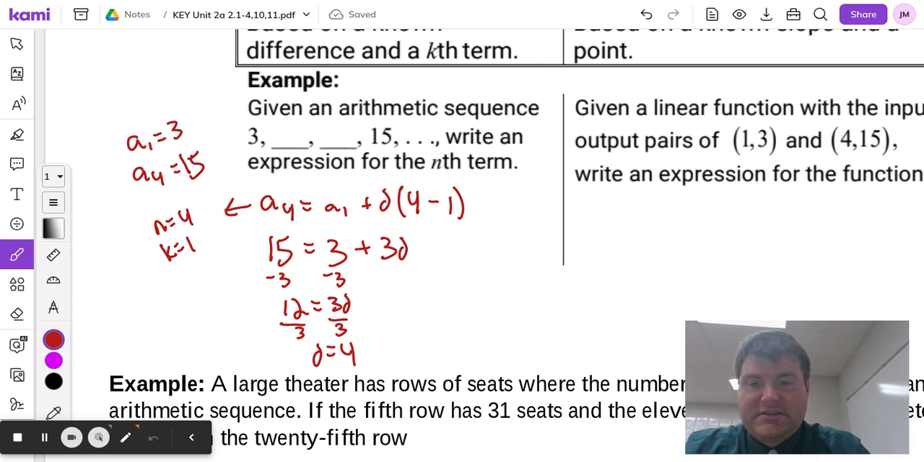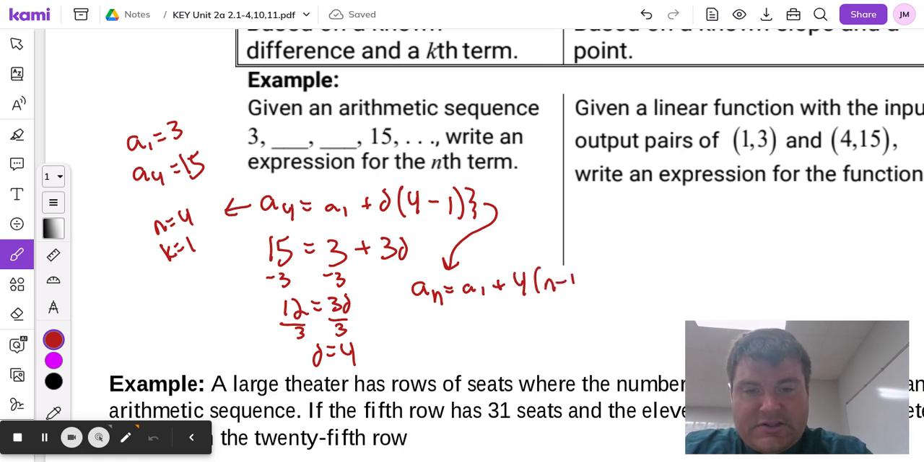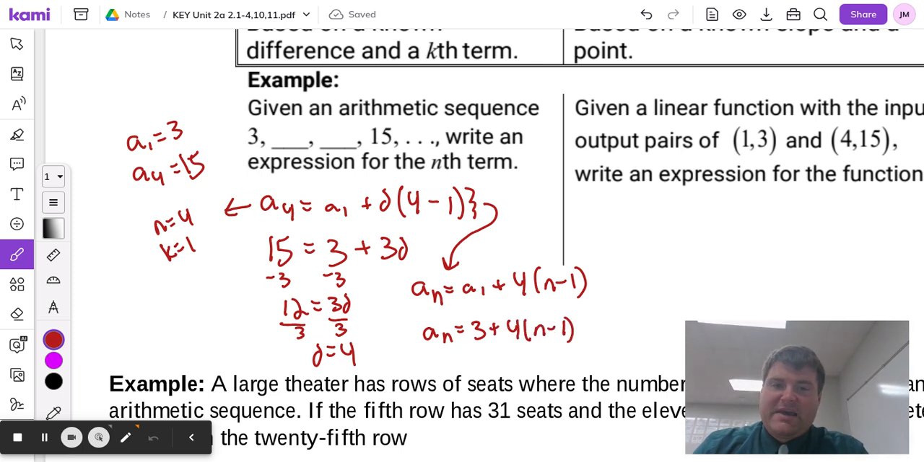I can now express this a sub n, really as this down here, but replace my 4's with n's. So a sub 1 plus 4 times n minus 1. I can rewrite a sub 1, which is 3, which I already knew, plus 4 times n minus 1. You can distribute that 4 if you want. It's not going to matter. This is a totally 100% correct answer.